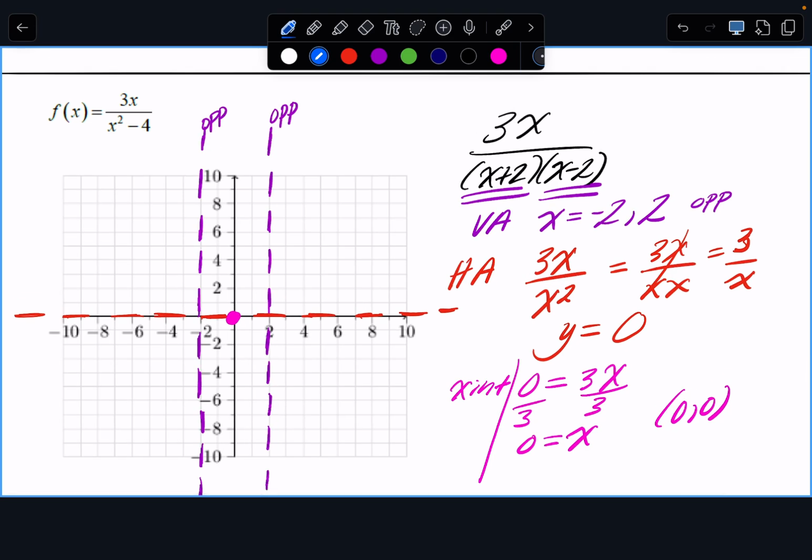So let's go plug in, I don't know, 4. If I plug in 4, that would be 3 times 4, which is 12 on top. On the bottom, I get 16 minus 4, which is 12. So 12 over 12, which is 1. So I plugged in 4 and got 1. So we now know it's up here in this location.